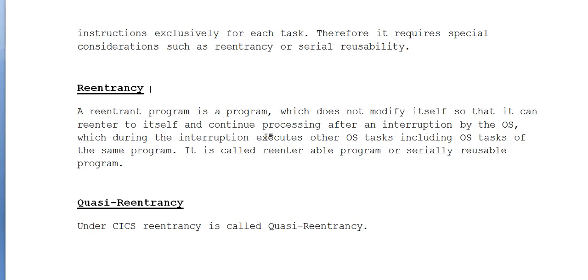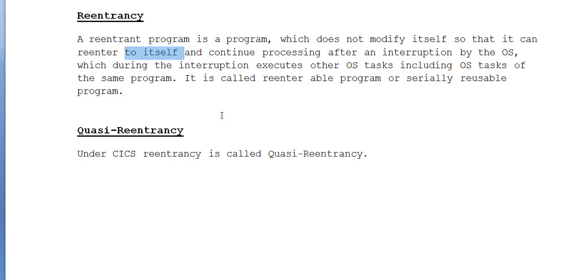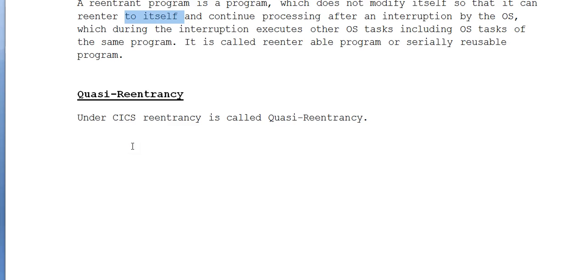So what is reentrancy? A reentrant program is a program which does not modify itself so that it can re-enter itself and continue processing after an interruption by the operating system, which during the interruption executes other operating system tasks, including tasks of the same program. It is called a reenterable program or serially reusable program. It's simple, right? What is quasi reentrancy? We get confused over here. What is reentrancy and what is quasi reentrancy? Under CICS, reentrancy is called quasi reentrancy.